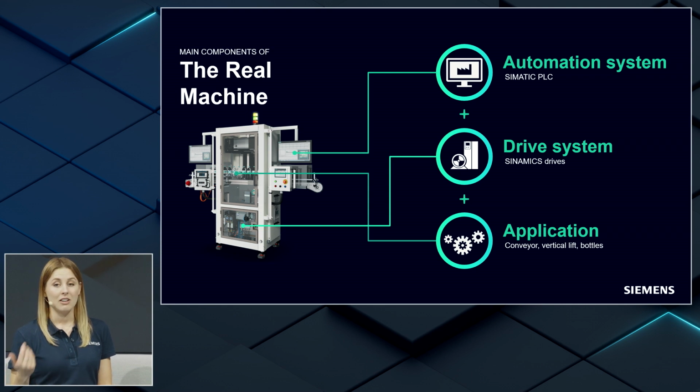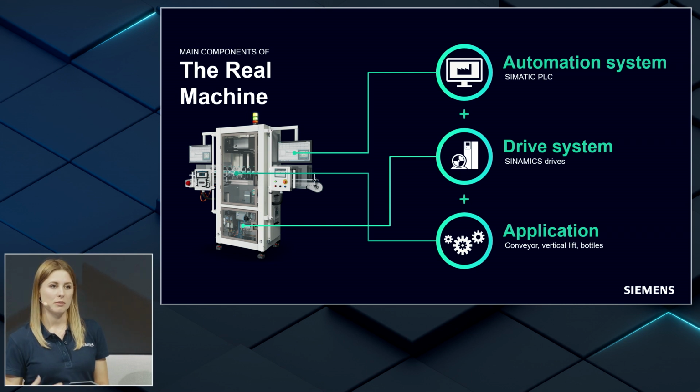So you might wonder, how can I increase the throughput of the machine? How fast can the conveyor belt move so that the bottles don't fall over? How can I synchronize this vertical lifting of the vacuum device with the conveyor belt? And also, how powerful do my drives need to be? To answer these questions, you can look at the components of the machine. So that is the automation system, so your PLC, but also your drive system and the mechanical system. So in this case, the conveyor belt and the vacuum device.